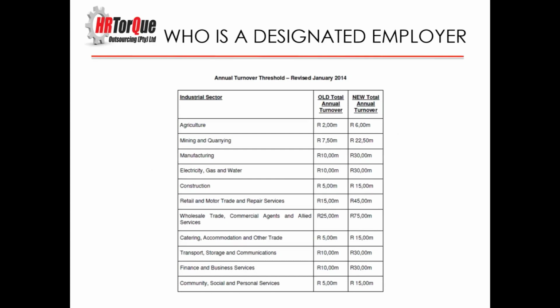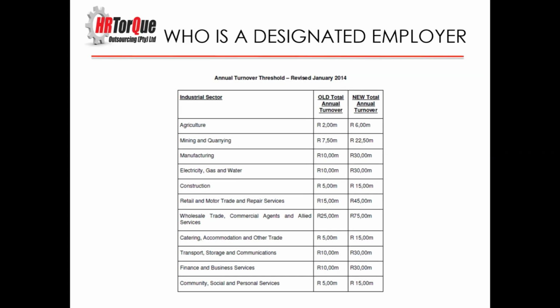I've actually included the annual turnover here. So these are the industrial sectors that they've specified. And in the new total annual turnover, if your turnover, as at your financial year end, exceeds that turnover, then you would be designated regardless of the number of employees that you have. Sometimes, depending on your organization, it's a little difficult to slot yourself in here. There is no other definition other than what is given here, and you would need to slot yourself in there and decide what your turnover is, and then you would need to be designated and would need to comply.